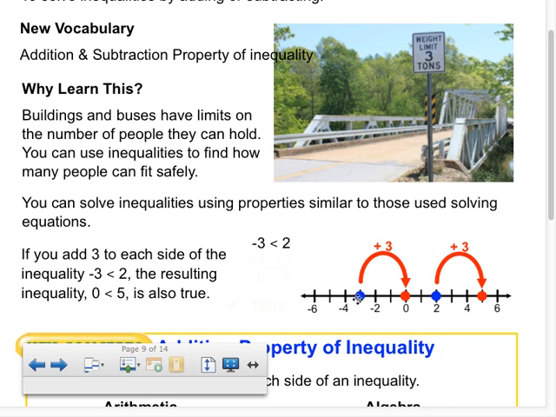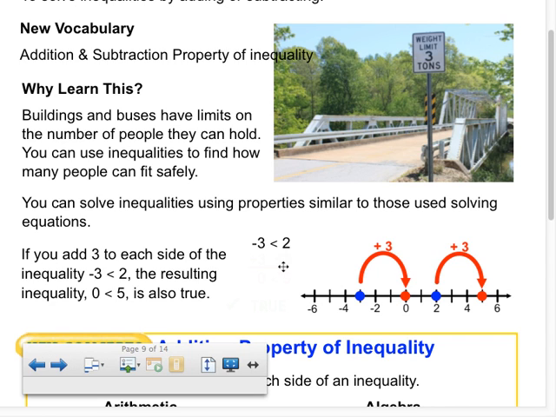So take a look at this. Do you see the blue points? This is negative 3, right? And this is positive 2. Isn't negative 3 less than positive 2? If I add 3 to both, negative 3 becomes 0, and then 2 plus 3 gives me 5. Isn't 0 still less than 5? Okay, so now let's look at how this relates to solving equations.